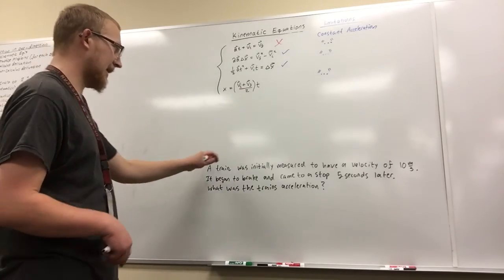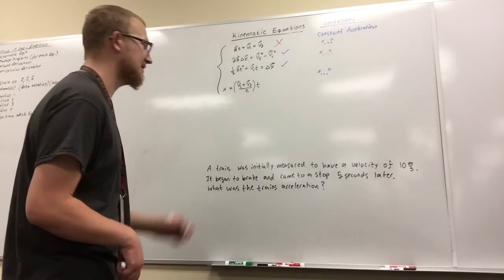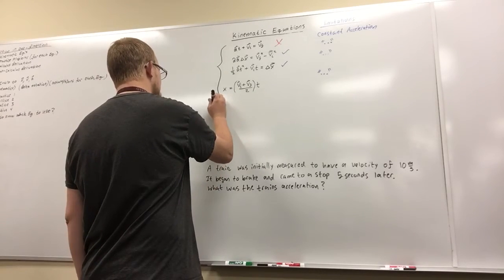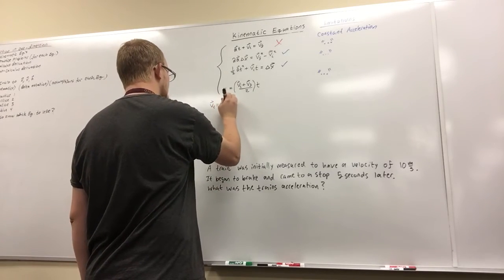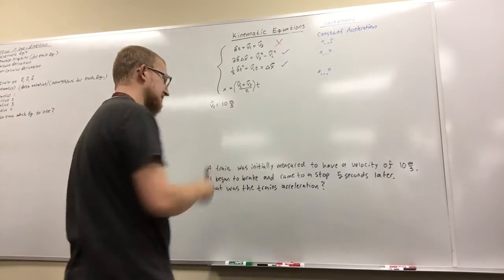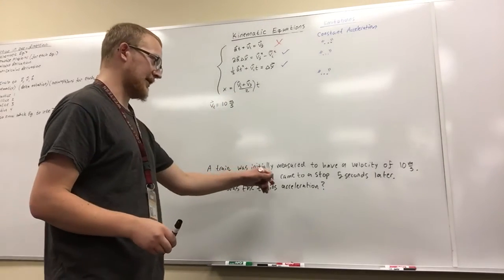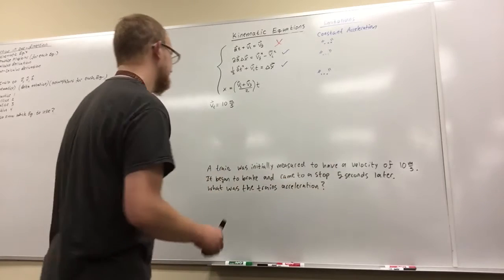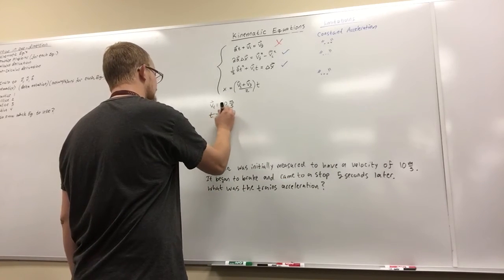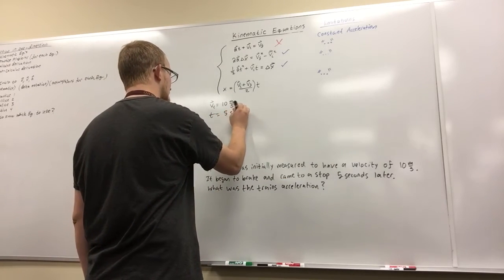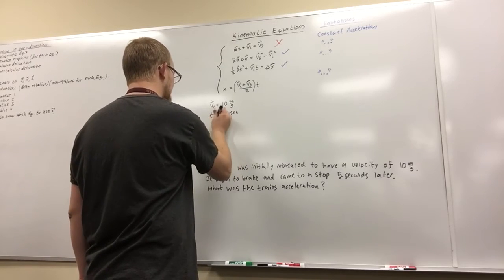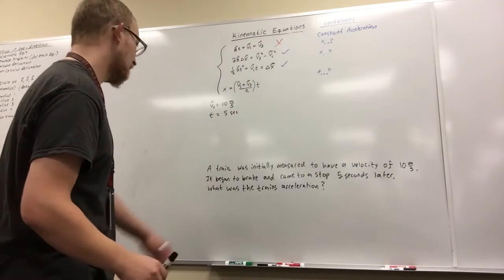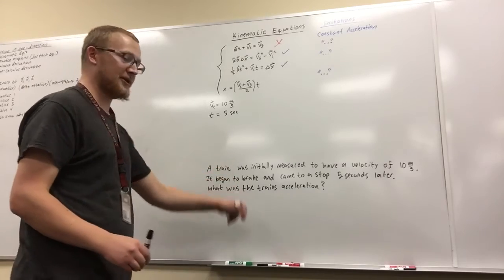So this one says a train was initially measured to have a velocity of 10 meters per second. So V initial equals 10 meters per second. It began to brake and came to a stop 5 seconds later. So time was 5 seconds. What was the train's acceleration?